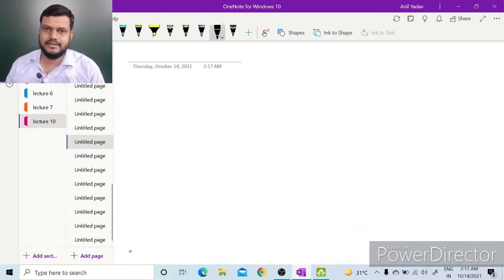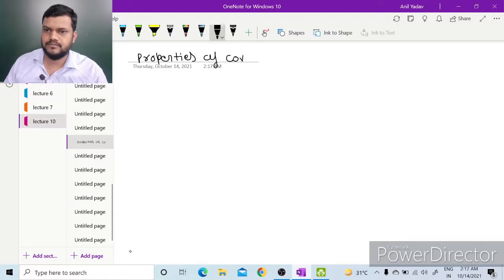In this lecture we will see properties of convolution integral. So first property is commutative property.